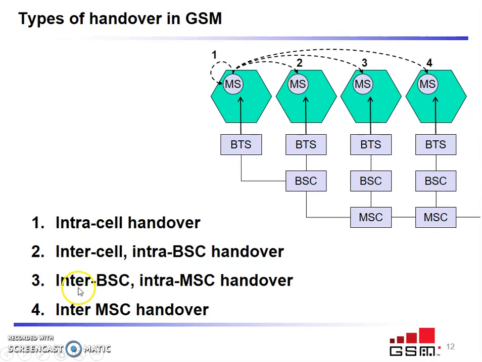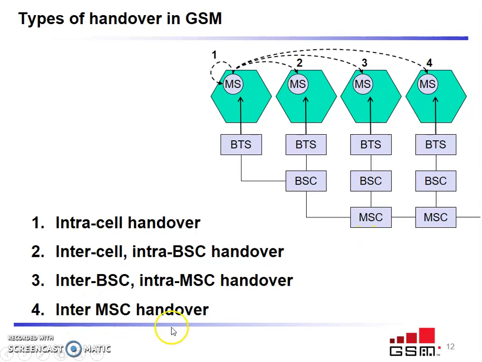Going to the third category, it is inter-BSC and intra-MSC. Inter-BSC because now suppose there is a mobile station in either cell 1 or cell 2. This mobile station is moving to cell 3. Now, cell 1 and cell 2 are controlled by one BSC and cell 3 is controlled by another BSC. So the transfer is from one BSC to another BSC. So we have the term inter-BSC, and these two BSC are controlled by one MSC. And so we have the term inter-BSC and intra-MSC handover. So when a mobile station in cell 1 or a mobile unit in cell 2 moves to cell 3, we call it inter-BSC, intra-MSC handover.